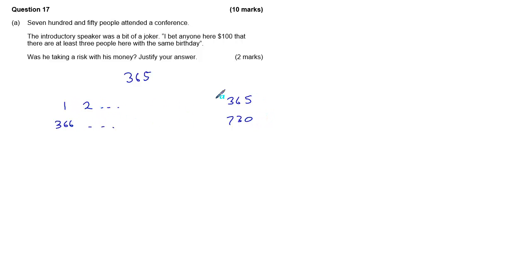Now we've got 2 people with the same birthday, and then the very next person, the 731st, must have a birthday that's the same as one of these days of the year, and so he's not taking a risk with his money.